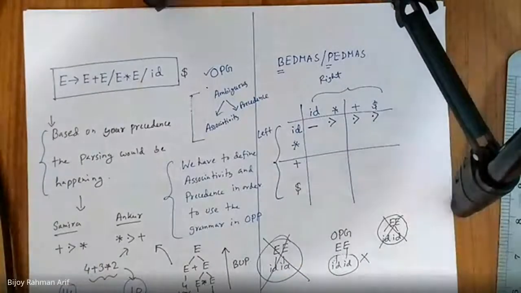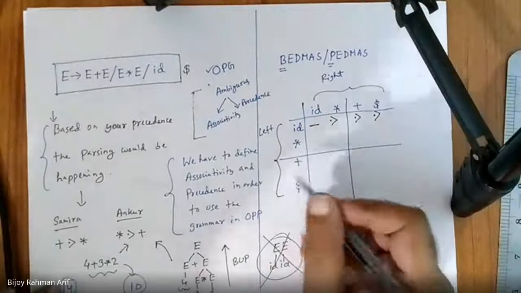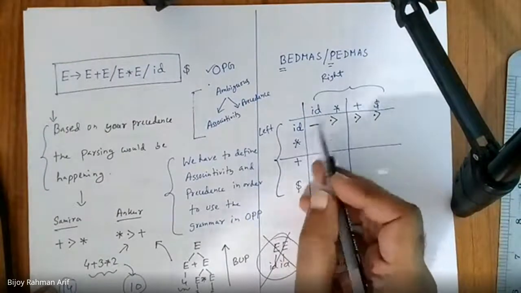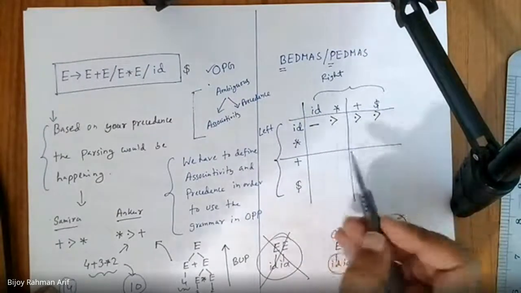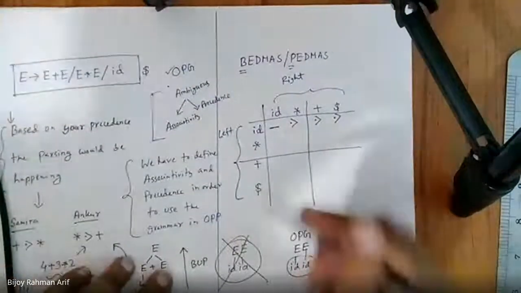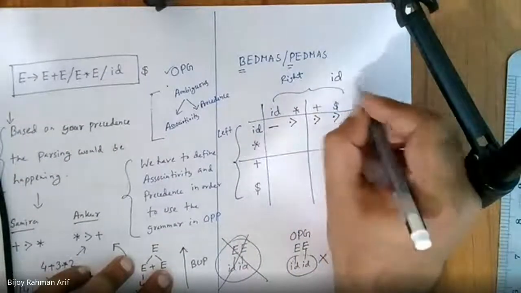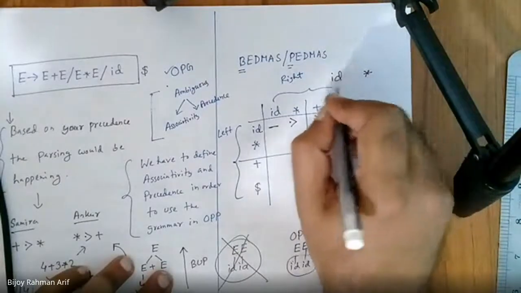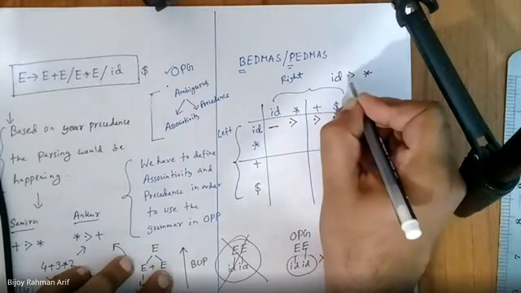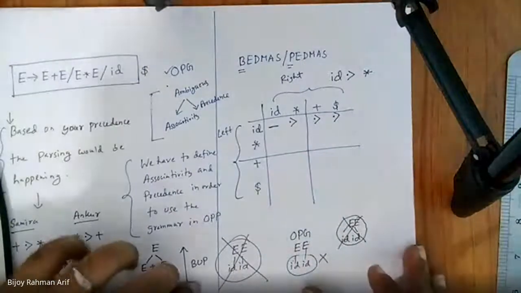Okay, guys. Now, star and ID. This arrow means nothing but on the left side we have ID, and on the right side we have a star. Which one has higher precedence? ID. So that's why you put the arrow this way. Did you get it? Yes, sir.